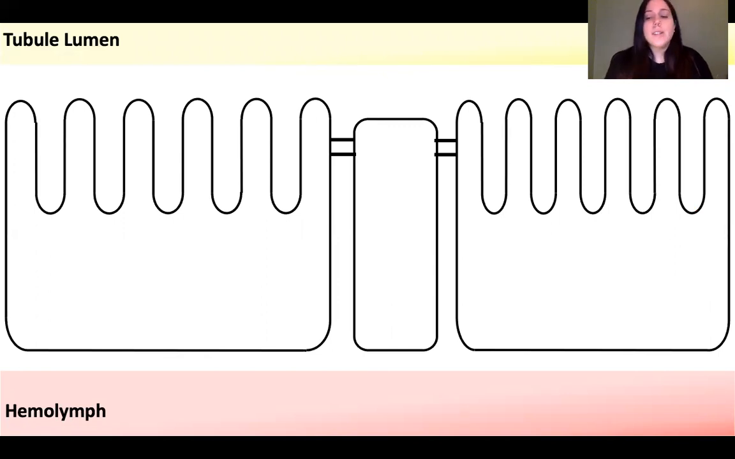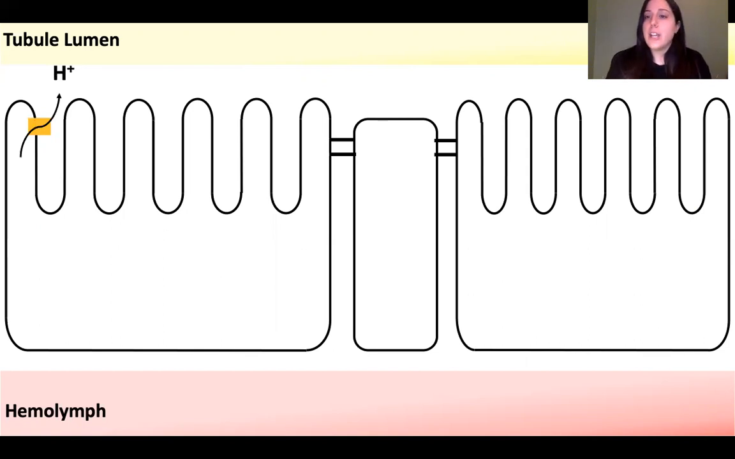So to orient ourselves, we have the principal cell on the left here, which is obviously much larger and different in structure, and we have the stellate cell here in the center. So to begin discussing ion transport, we must look at the V-type H-ATPase located apically at the principal cell apical membrane, which actually moves hydrogen into the tubule lumen using ATP for energy.